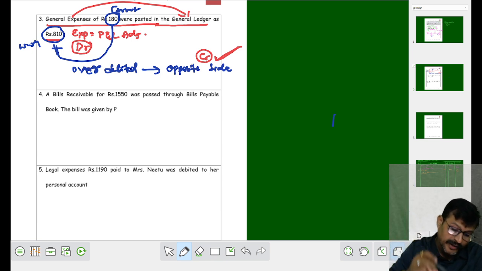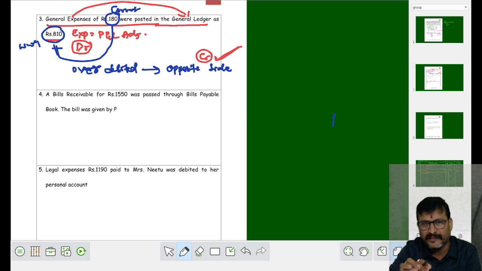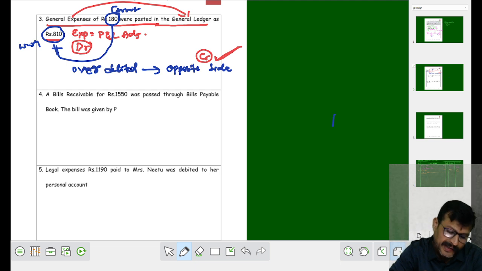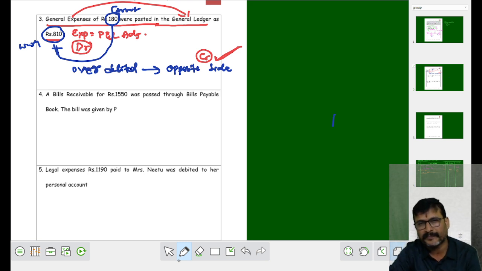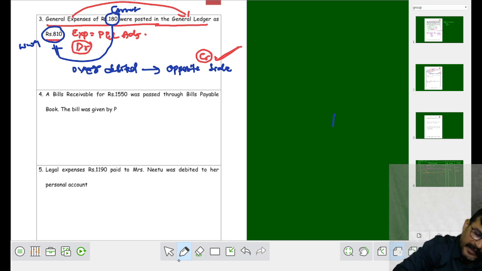Instead of debiting 180 rupees in the P&L adjustment account, you have debited 810. What happened? Over debited. Over debited means we have to take it on the opposite side. Opposite side means credit side. What is to be taken on the opposite side? Instead of general expenses, we have to take P&L adjustment.